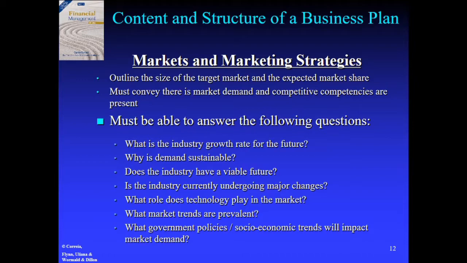Information should also be included in the business plan about the current size of the market. What is the industry growth rate expected to be in the future, and why is demand sustainable? Does the industry have a viable future? Is the industry currently undergoing major changes? And the business plan should also include information about how technology is having an impact on the market and any market trends that are also in place that could have an impact on the company.